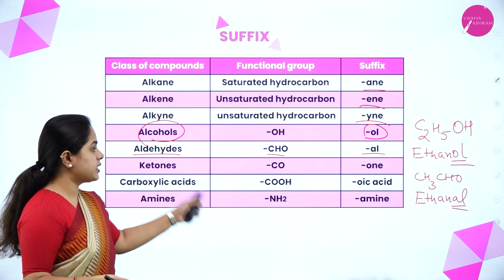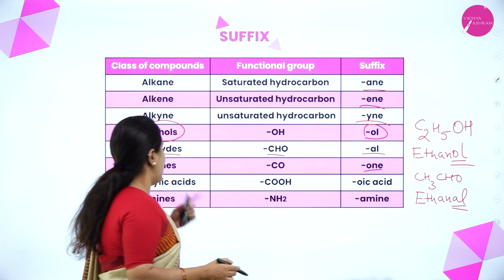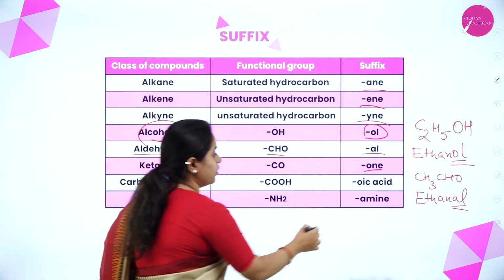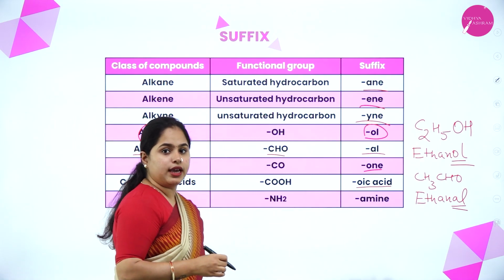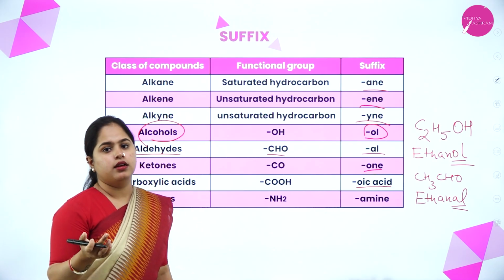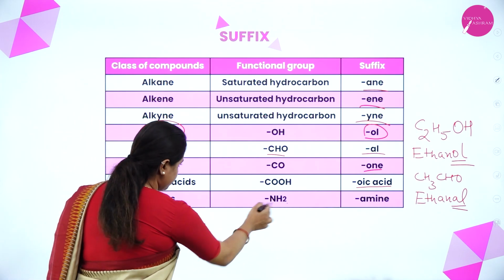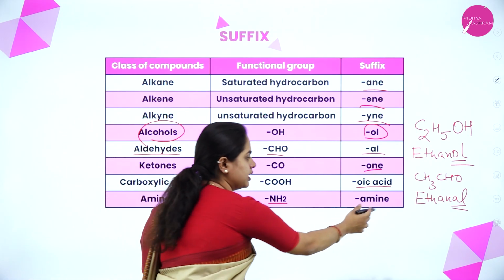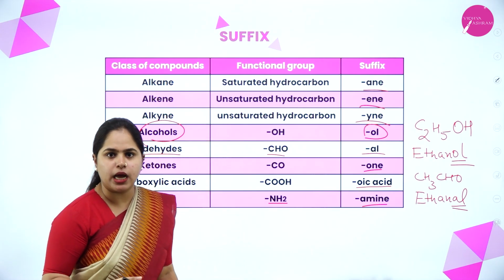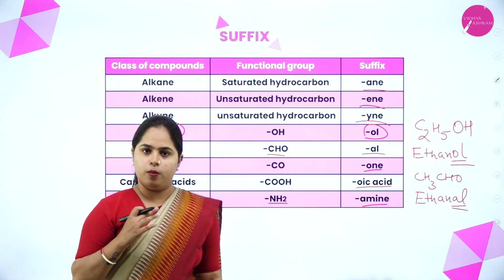Now, the next one is ketones. It ends with one, O-N-E. And carboxylic acid should end with oic acid: methanoic acid, ethanoic acid, propanoic acid, butanoic acid, like that. Now, amines, that is the NH2 group, end with the suffix amine. I hope the introduction to the nomenclature of organic compounds is clear for you.